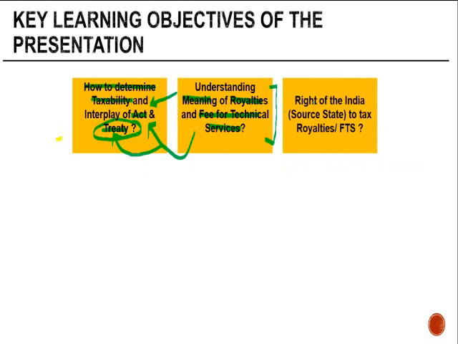The third one is the right of India or the source state to tax royalties and FTS. While the source state may be different in different examples, in this case, we've assumed that if there is a person who's there in India and he makes a payment to a person in US, right? India has a right to tax these payments if they arise in India, right? In this case, India is known as the source state, and US is known as the state of residence.